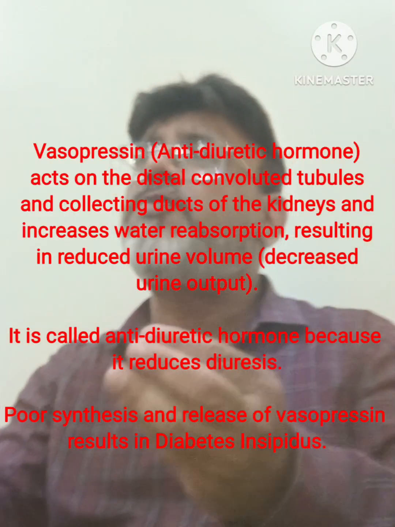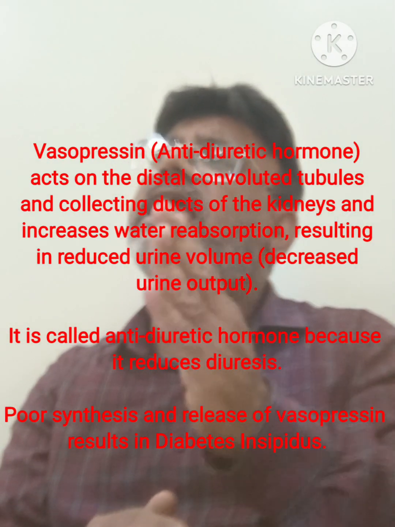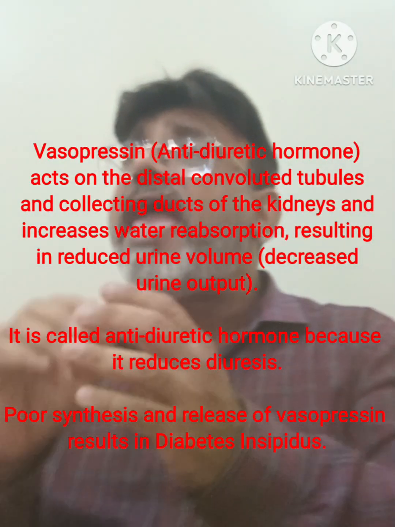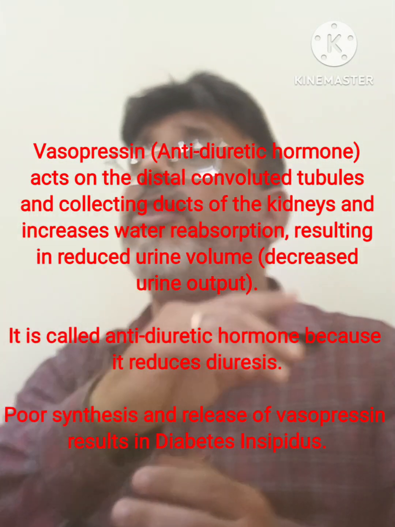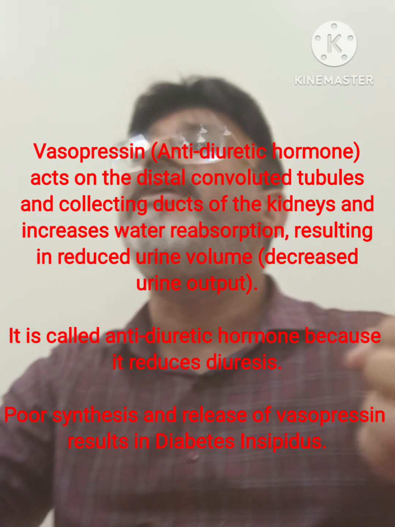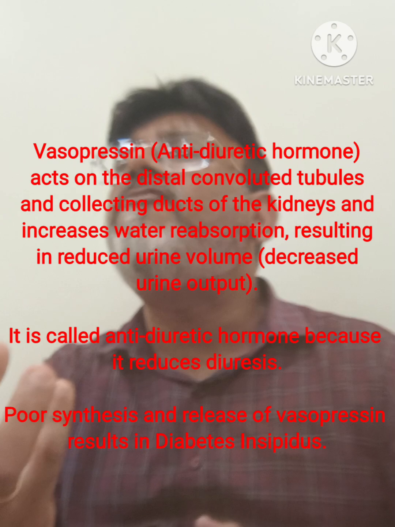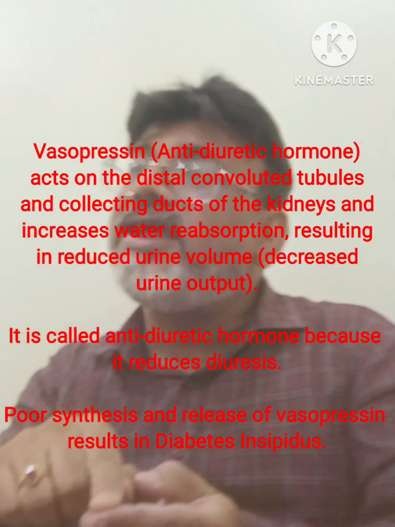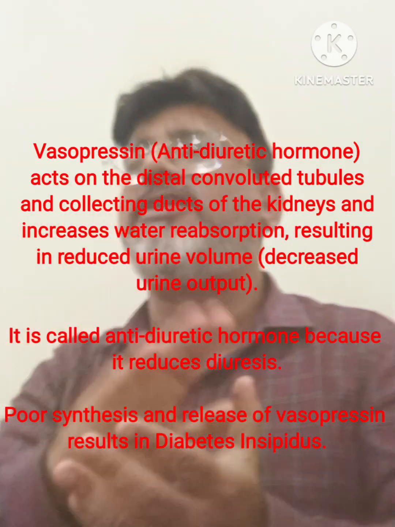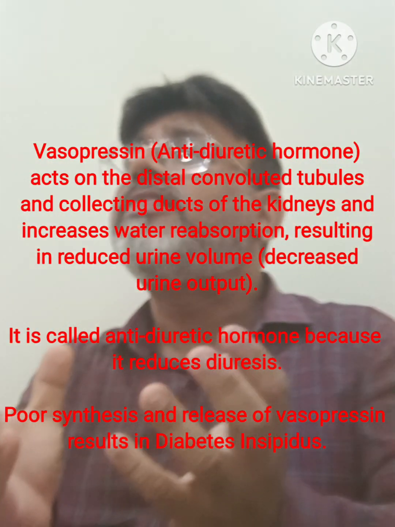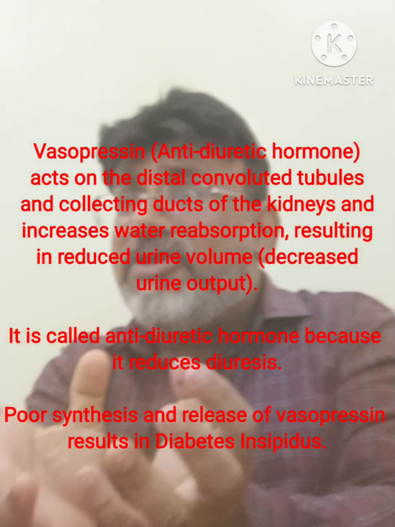Now I will go to vasopressin. The neurohormone vasopressin, which is also known as antidiuretic hormone or ADH in short, acts on the distal convoluted tubule and collecting duct of the kidney and increases water reabsorption, resulting in reduced urine volume, that is decreased urine output, and indirectly reduced frequency of urination. But mainly it reduces the urine volume. It decreases the urine output.